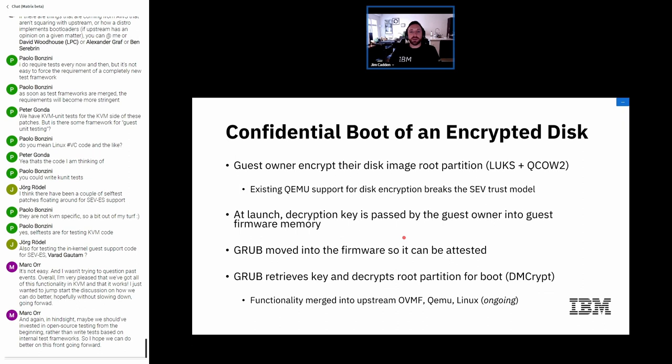So in this case, the decryption key is passed in through the attestation measurement procedure. It's passed into firmware memory. We've moved the bootloader into the firmware, into the OVMF, so that it's part of the attestation measurement. And then that firmware is the one that receives the key, decrypts the root partition, and starts the guest. These are patches that originated from our team at IBM Research in collaboration with the AMD SEV guys. Most of this functionality has been upstreamed into OVMF and QEMU, and I think there's an ongoing patch in the Linux kernel for this.